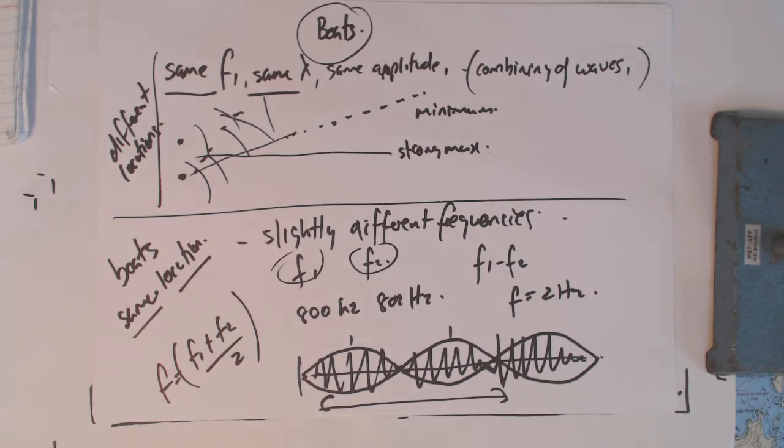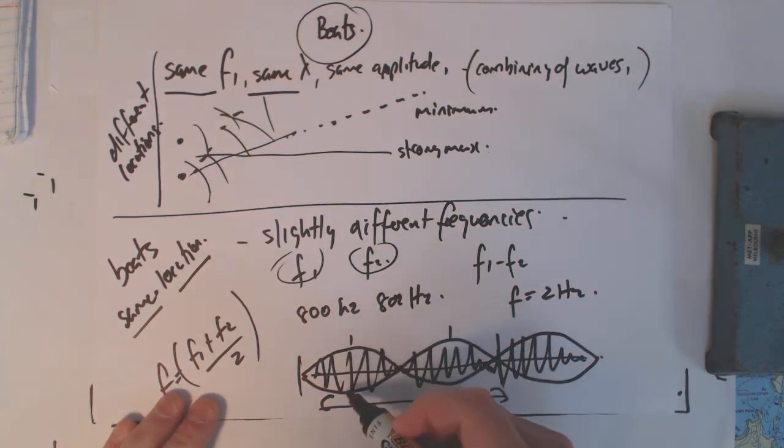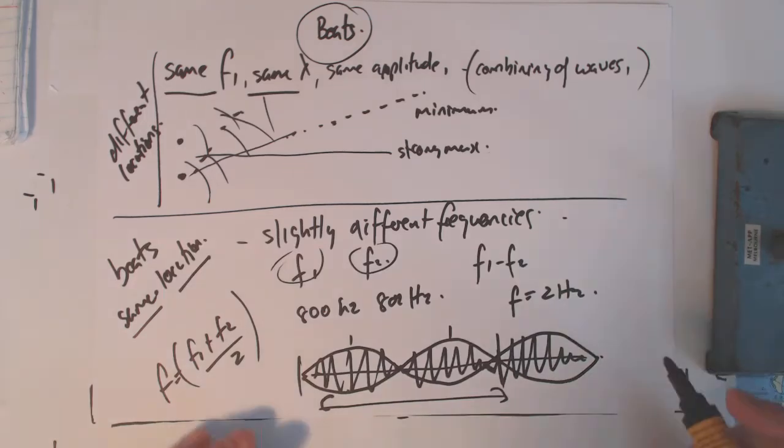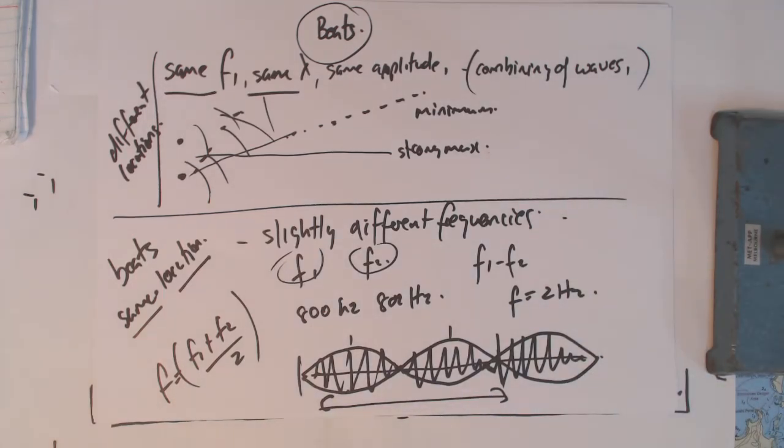Now, the thing to remember about describing this is that it happens at the same location. Because the waves are slightly different frequencies, they can't stay in phase. When they're in phase, you get the constructive interference and you get a loud noise. When they're out of phase, you get the destructive interference and you get a quietness. And this is what gives you the beating.